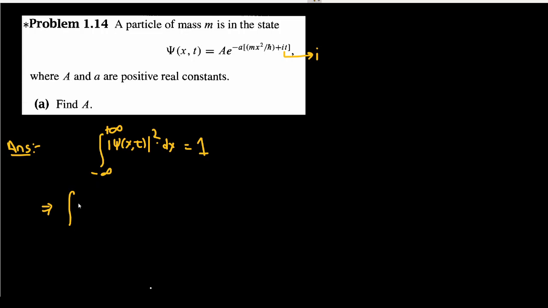If there is a complex part in our wave function, we write the normalization like this: the integral of psi star (x,t) times psi (x,t) dx is equal to 1. So what is that psi star? Psi star means the complex conjugate of psi, because in this expression there is an imaginary part.